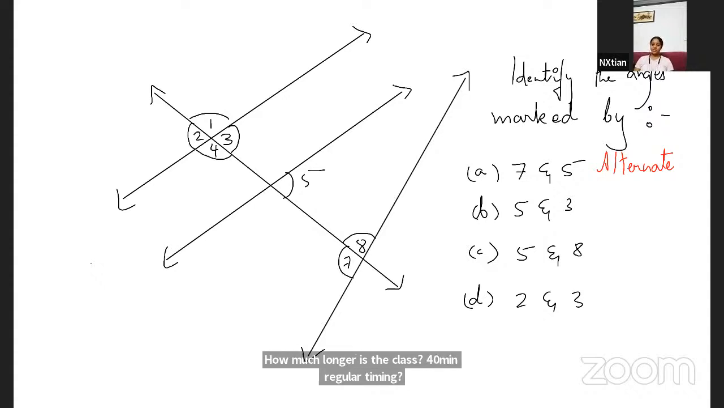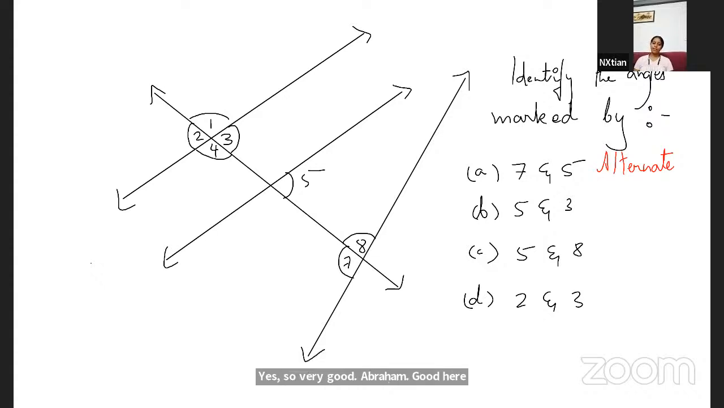Yes. So very good, Abraham. Yes, Anaya. What's the second one? 5 and 3. Corresponding, ma'am, because they're on the same side of the transversal. Corresponding. Very good. Well done.